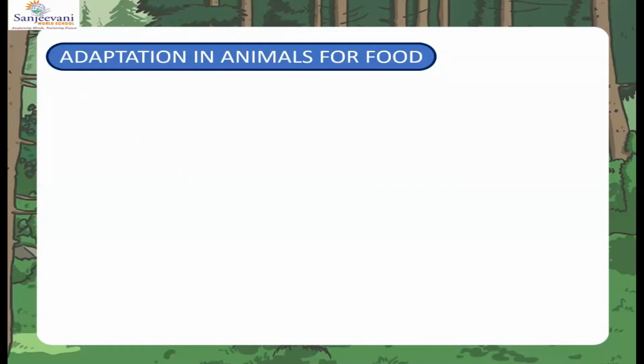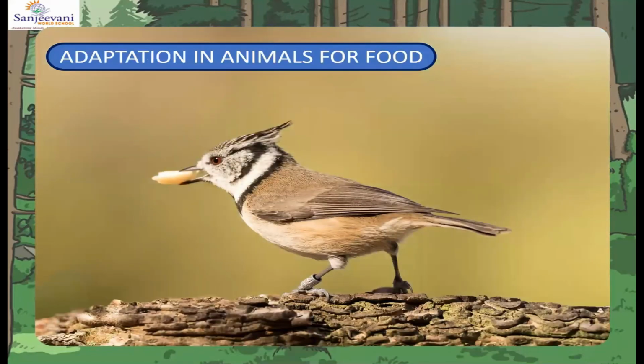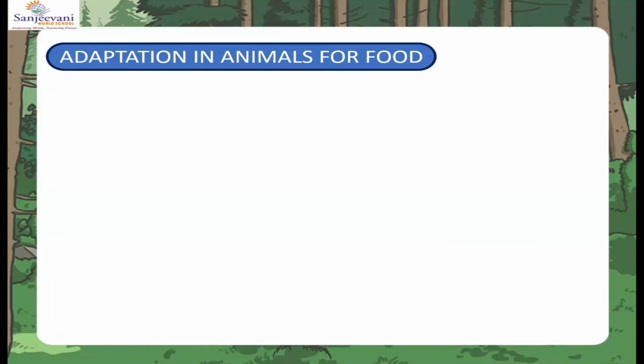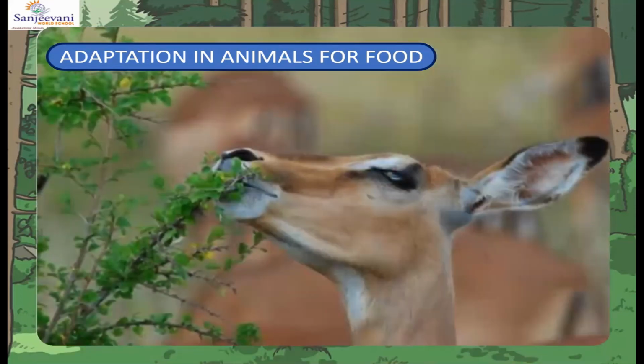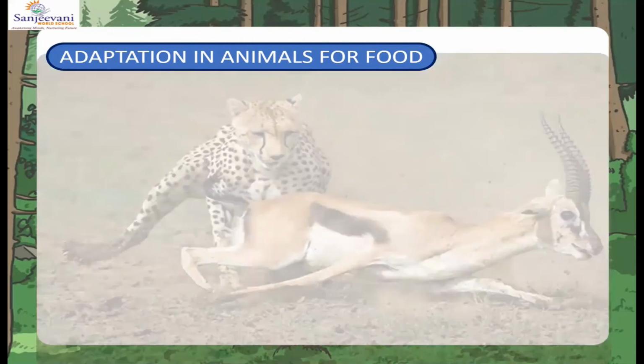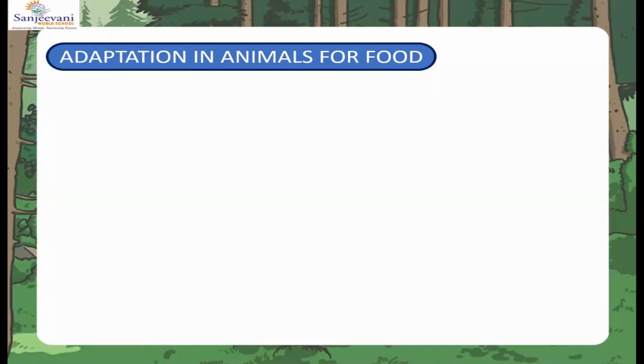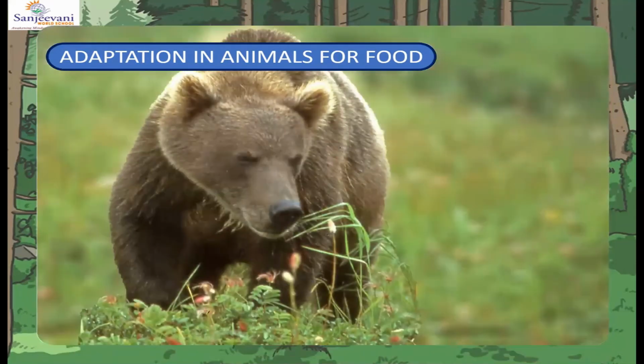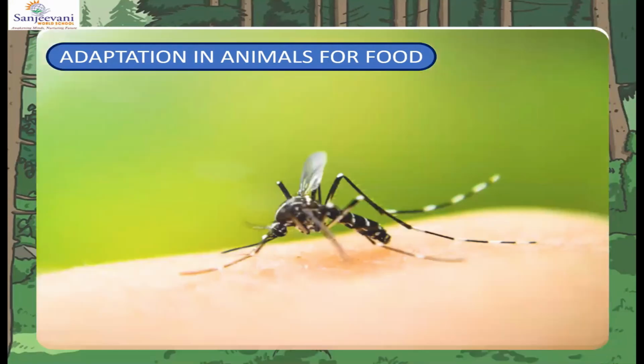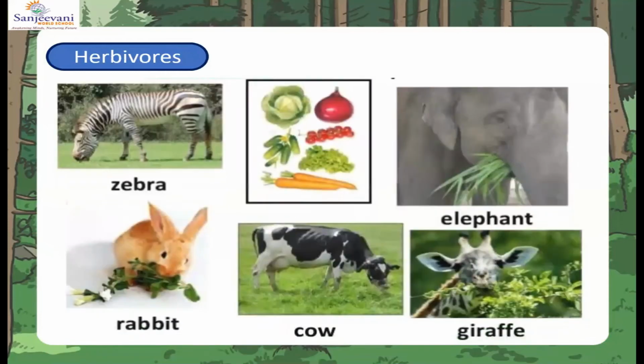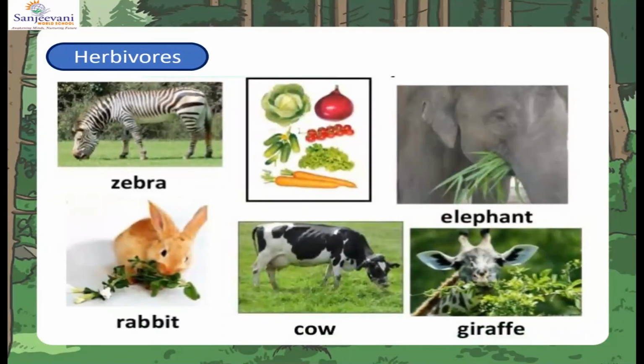Adaptation in animals for food. As we all know, animals are categorized in different groups according to their eating habits. Some animals are herbivores, some are carnivores, some are omnivores, and some are parasites. Animals have different adaptations that enable them to eat different kinds of food.